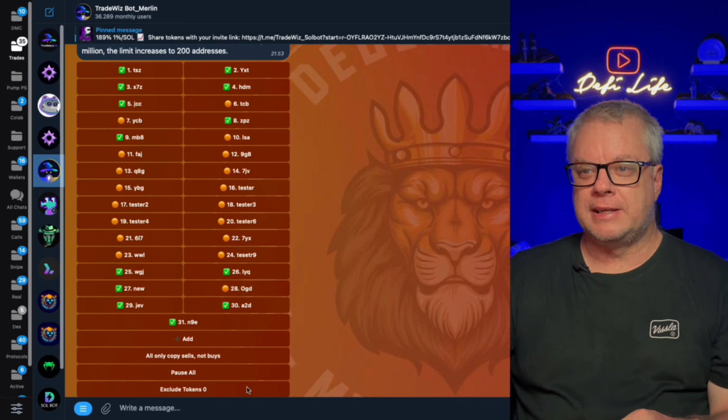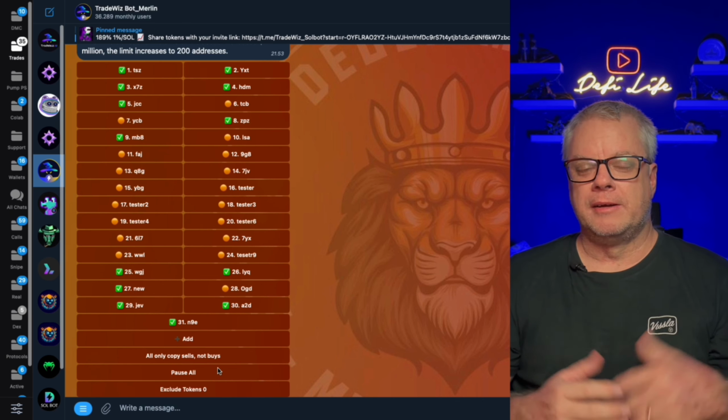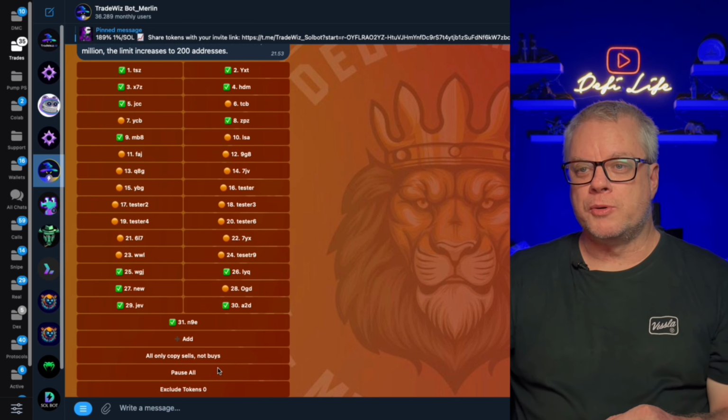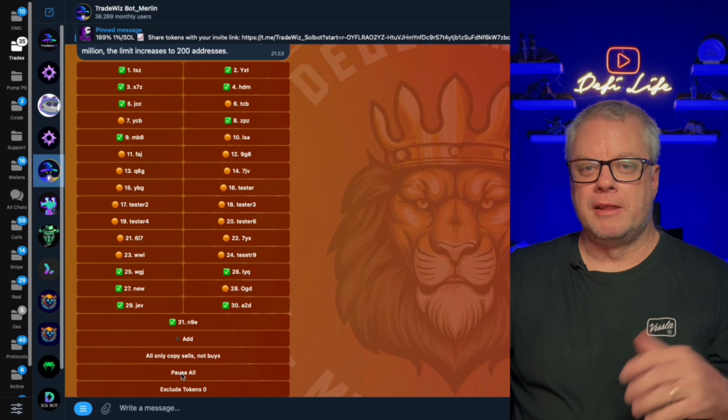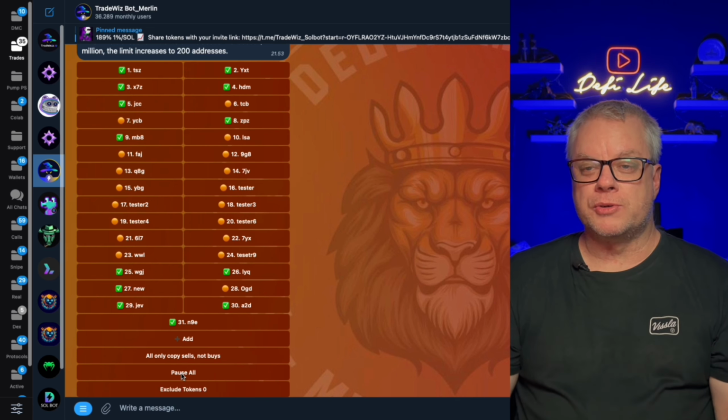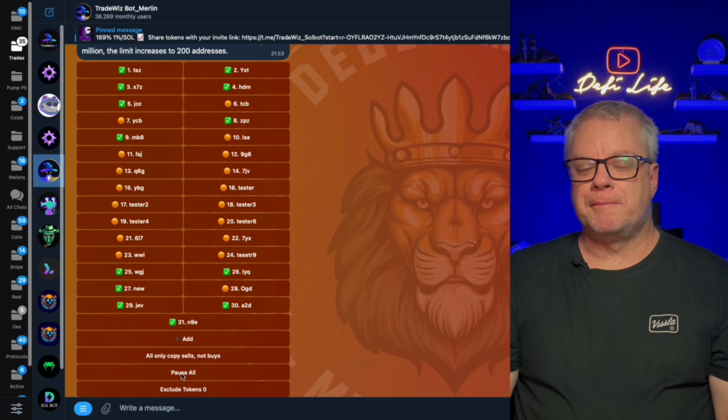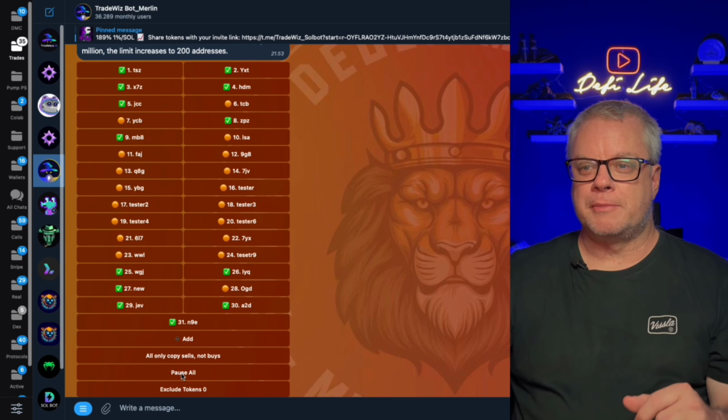The first one you'll see here on the copy trading menu: only copy sells, not buys. Now, there used to be just a pause all button here, where you can pause all your copy trades if the market wasn't very good. So you can pause all, just like the market is right now. Not very good, but there are still some opportunities to make gains with copy trading. Now there's a new button here called only copy sells, not buys. If you do want to pause your copy trading, you can choose to only pause the buys.